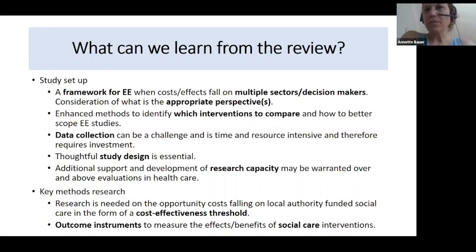Thirdly, to consider data collection. This can be an immense challenge. I feel that over time we're getting more data, not least through fantastic initiatives such as the Adult Social Care Outcomes Framework, but there's more to be done, and a really big resource and cost investment is required in order to do this.